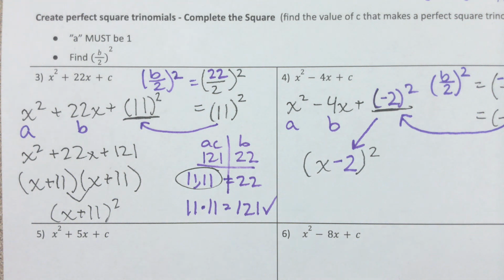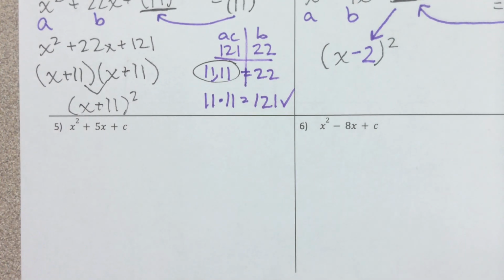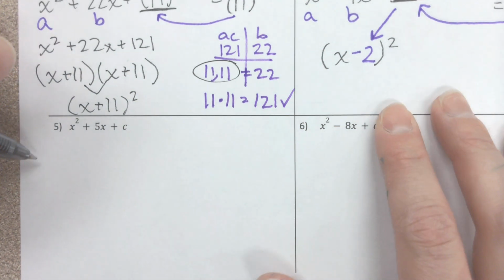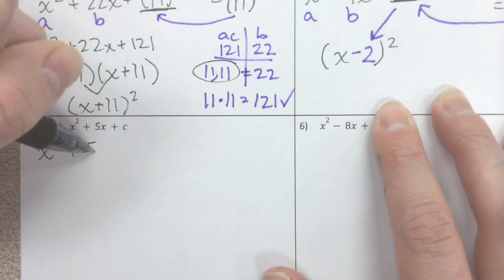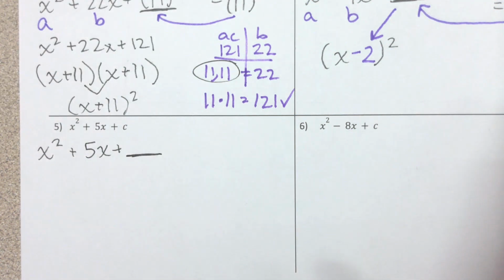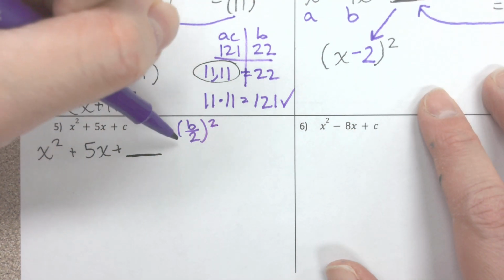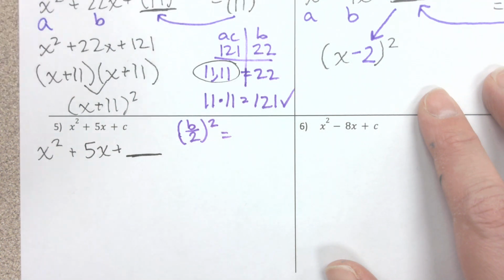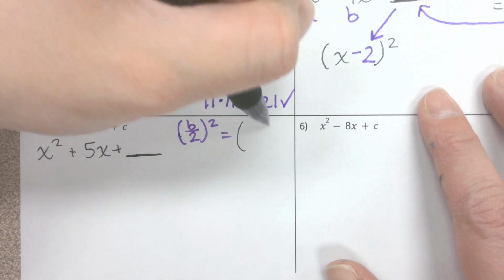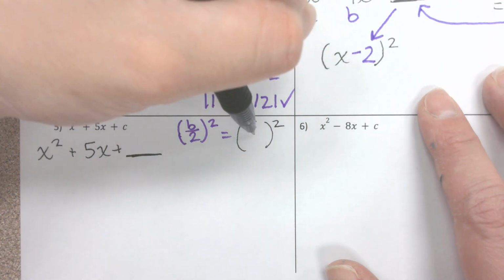Okay. We're going to do that 2 more times. Number 5, x squared plus 5x plus c. X squared plus 5x plus something. That something is b over 2 squared. B is 5. 5 over 2 squared.